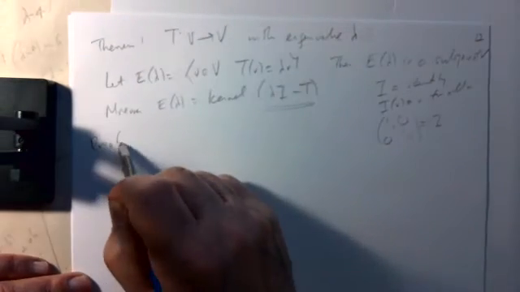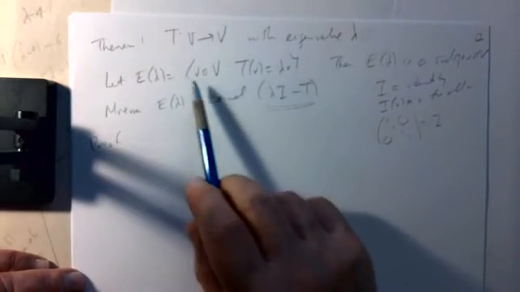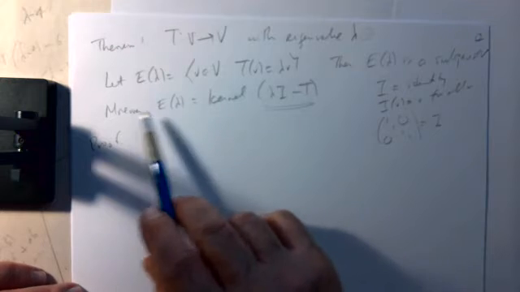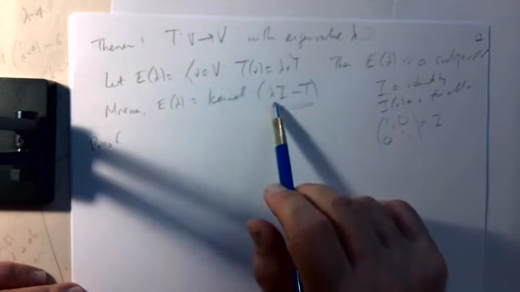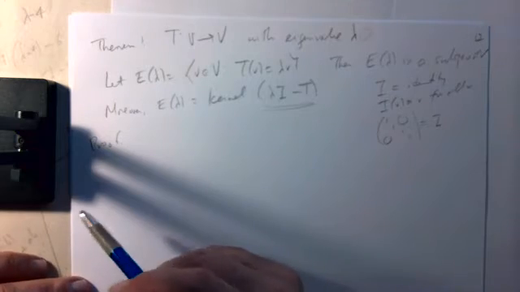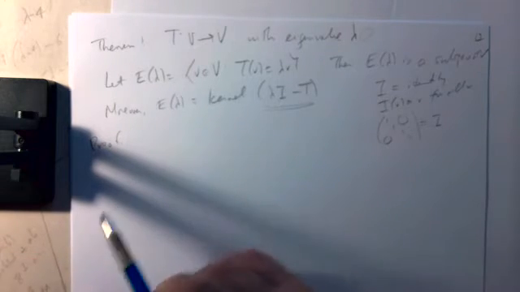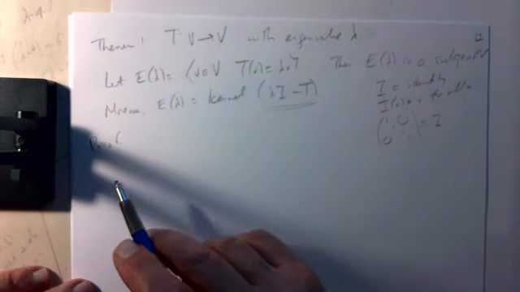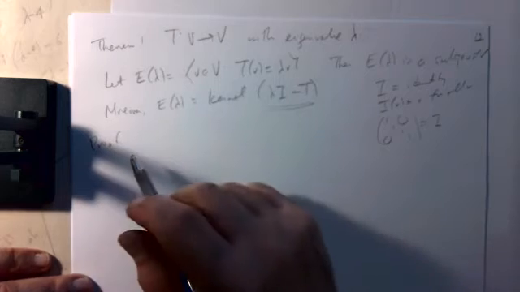How do we prove this? I proved yesterday that E of lambda is a subspace. Of course, if I can prove that E of lambda is the kernel of this linear operator, then that automatically implies it's a subspace, because the kernel of a linear transformation is always a subspace.